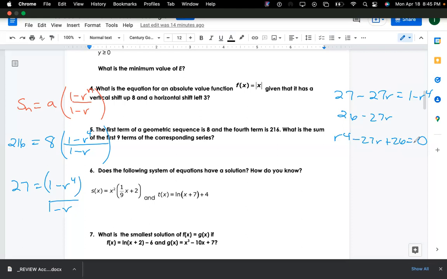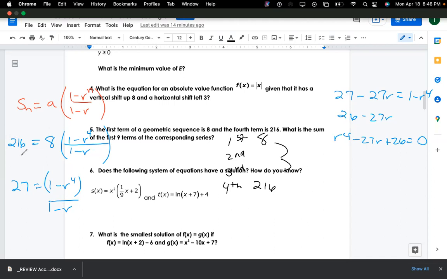I could do it this way, but I'm actually going to stop that really quick and introduce maybe just a little bit of an easier way. So the first term is 8 and the 4th term is 216. You want to think about it: this is the first, and you're trying to get to the 4th. So what would be the 2nd? What would be the 3rd? And it all has to be the same number. So you want to think, all right, I've got to multiply this so many times to get to 216.